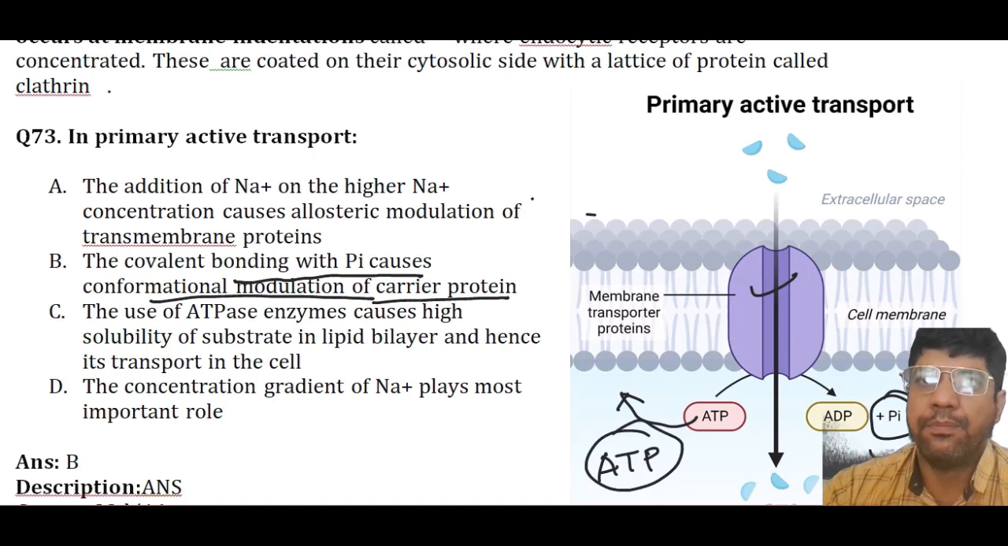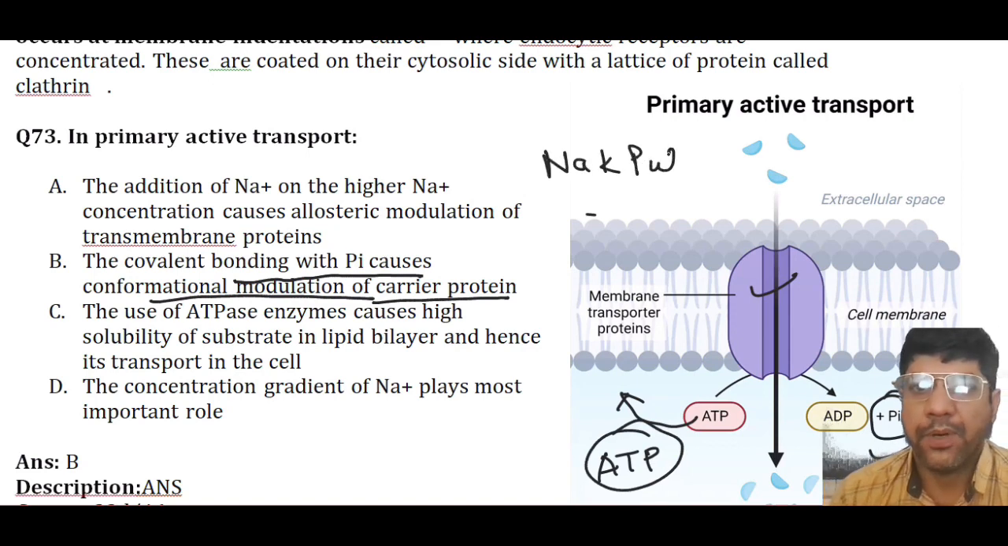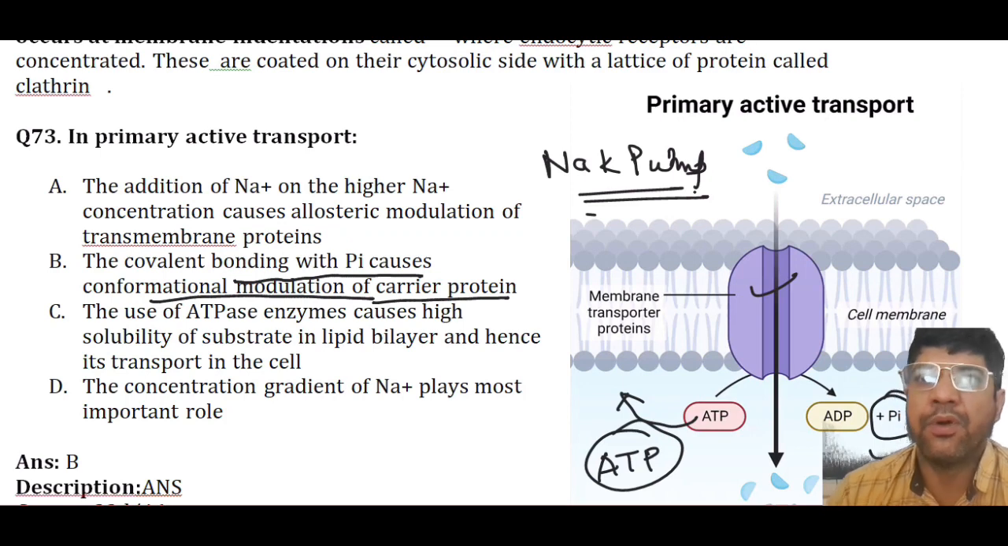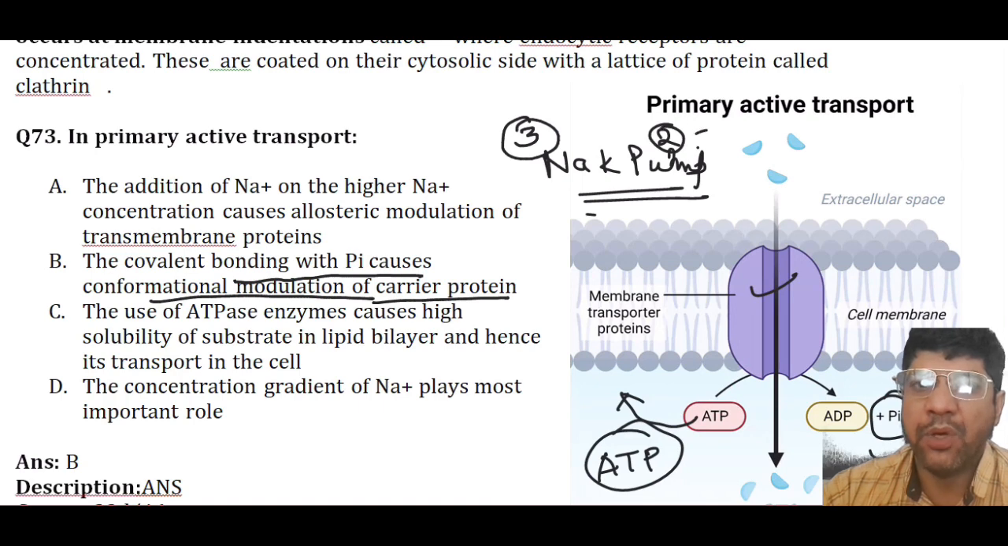So the sodium potassium pump is its example. The sodium potassium pump is a protein that is found in the cell membrane of most animal cells. So it actively transports 3 sodium out of the cells and 2 potassium inside the cell for each ATP molecule used. So this pump is essential for maintaining the proper balance of sodium and potassium inside and outside the cell.